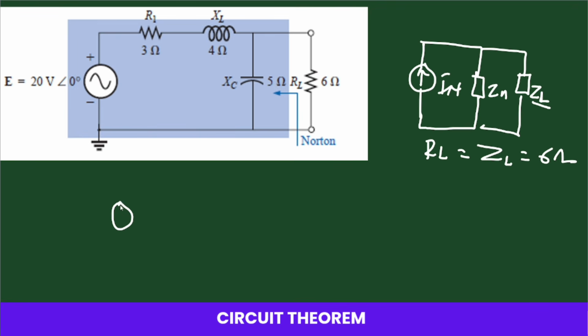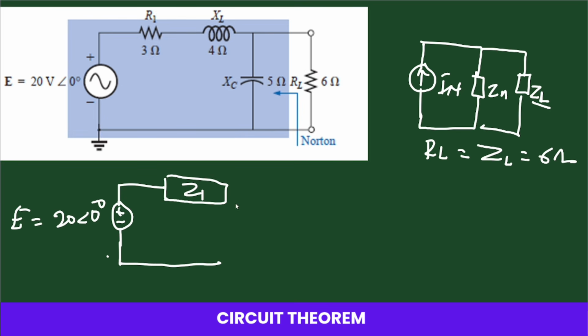So first of all, we will draw our circuit. And we have 20 angle 0 degrees, and this is E. So we can connect all these together. This is in the series branch and we call it Z1. And finally we can also call this one Z2. So this is where we put our In. And In is simply the short circuit current. So if this side is short circuited, what do you think will happen? That's actually what we are going to do today.